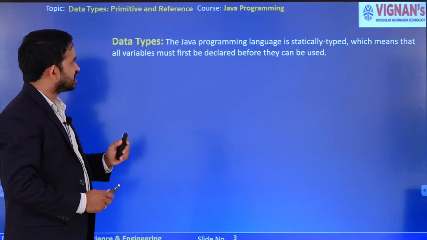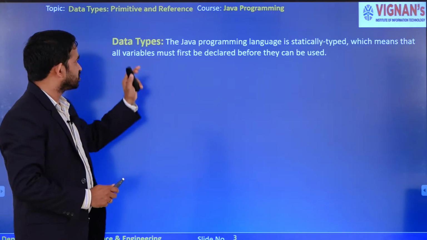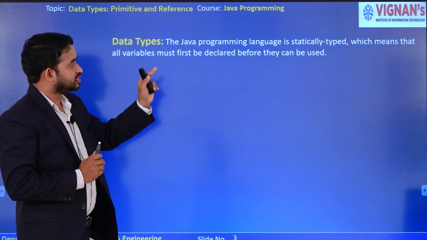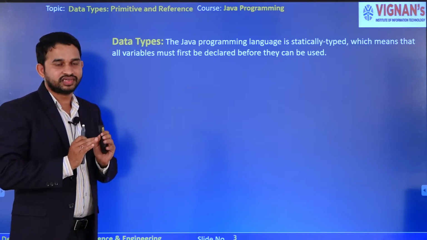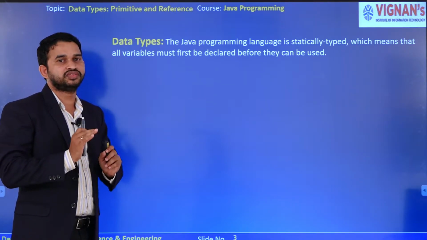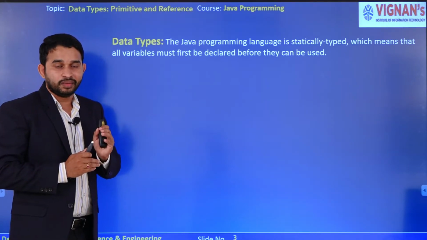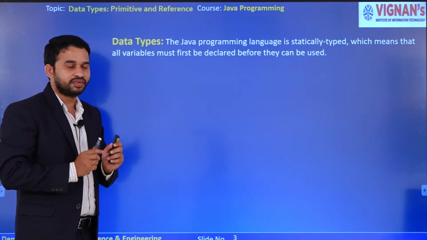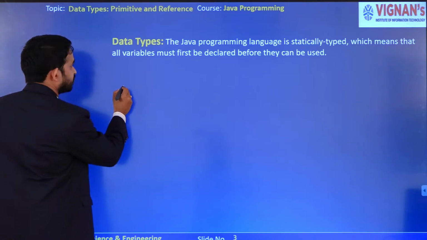What is the meaning of data types? The Java programming language is statically typed. Before discussing this, there are two types of languages: statically typed and dynamically typed. Statically typed language examples are C, C++, Java. Dynamically typed language examples are Python and Ruby. What is the difference between statically typed and dynamically typed? This is a very important interview point.